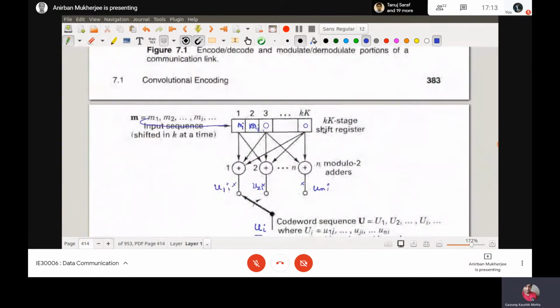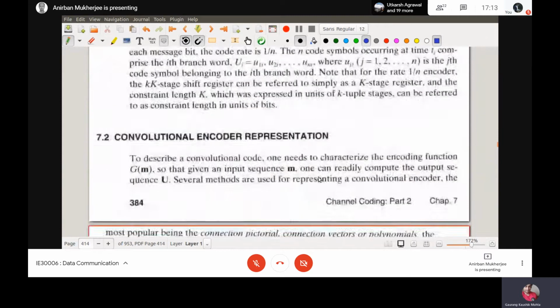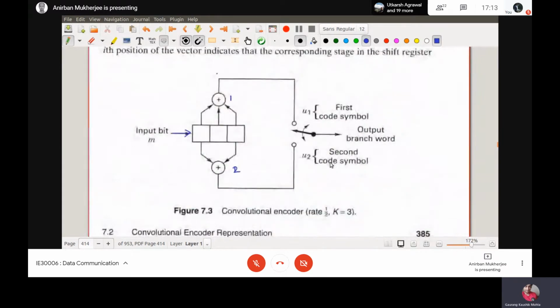That is a 3-length, K-stage shift register, a 3-length shift register, and 2 modulo-2 adders. Okay, then this is a 3-length shift register. That means if there are 3 bits, say M1, then M2, then M3, in this way things will move. Say at a point it is like that: M1, M2, M3. It will come from this side.